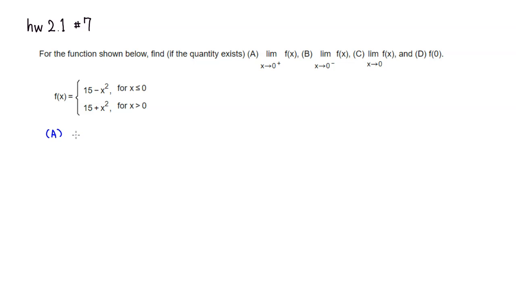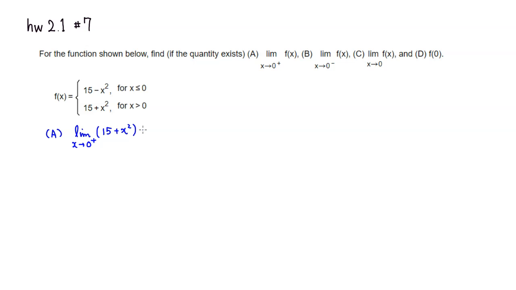We want to find the limit as x approaches 0 from the right. That's why you have a little plus sign there. Since x is coming from the right, x is a positive value. When x is positive, you need to use the bottom formula. So I'm going to put the bottom formula, 15 plus x squared.